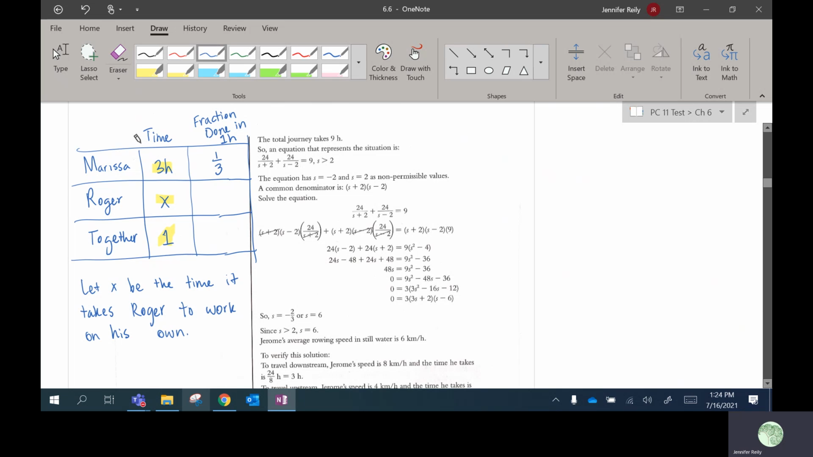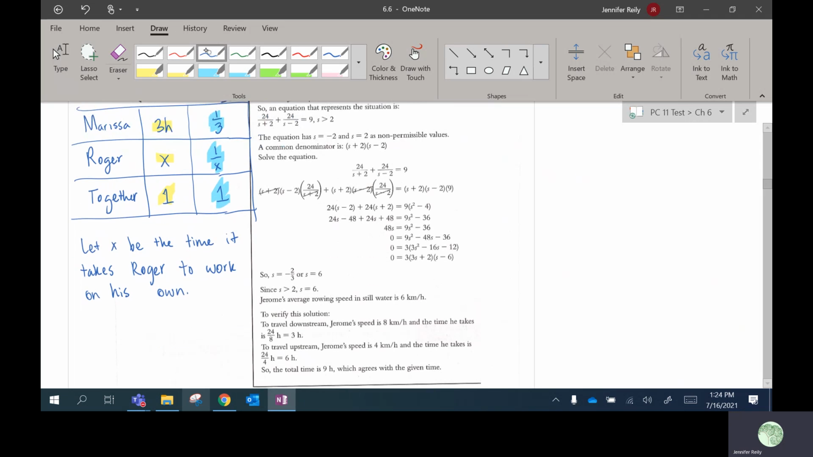For Roger, I don't know how long it would take him. Maybe it takes him 4 hours, I'm not sure. But then he would do 1/4 of the job, for example, if it was 4 hours. But we don't know. So whatever that X value is, he would finish 1/x of the entire job in 1 hour. And together, they complete the entire job in 1 hour, so it would be 1. Okay, and what we do know is that these two added together equal the together number. So 1/3 plus 1/x should equal 1.